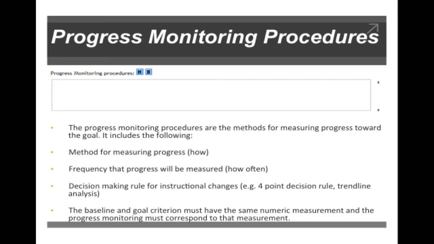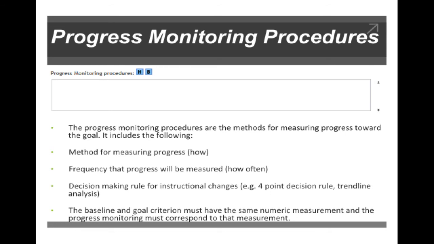The progress monitoring procedures are the methods for measuring progress towards the goal. It includes the following: a method for measuring progress, or the how, frequency that progress will be measured, so how often, and the decision-making rule for instructional changes, for example, a 4-point decision-making rule or trend line analysis. The baseline and goal criteria must have the same numeric measurement, and the progress monitoring must correspond to that measurement for appropriate progress monitoring.